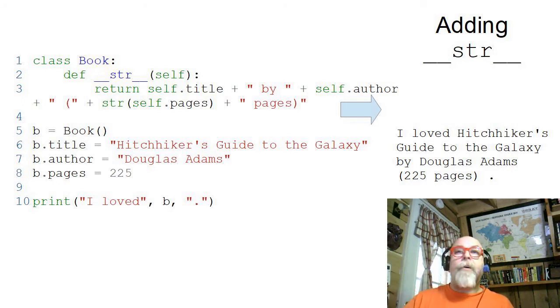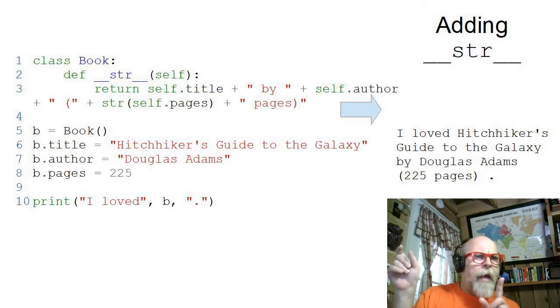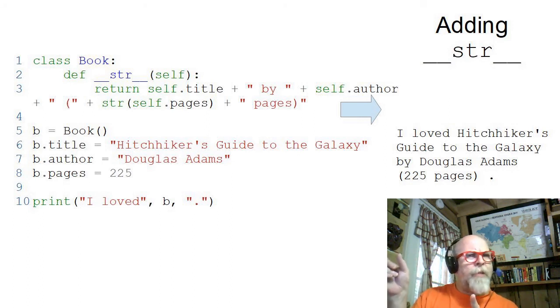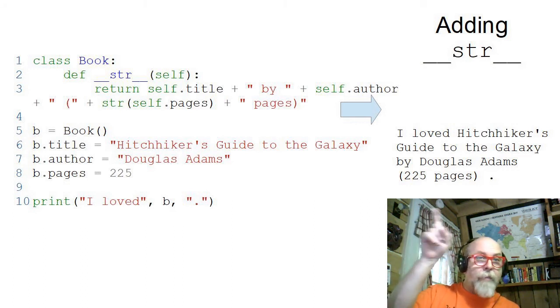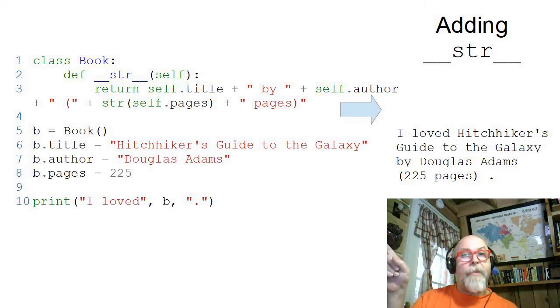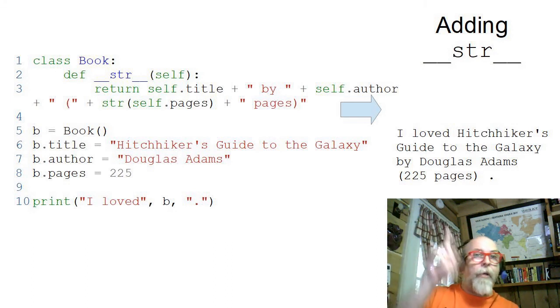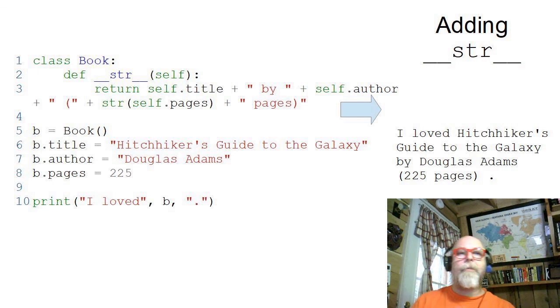And on line 5, we create a book. We assign its title, its author, and its number of pages. And then we print I loved the book, B. And because B's an object, but I need it as a string because we're printing, let's go see if it's got the string method. Oh, it does. So it then calls this string method, adds all those things together, returns the string, and then the print down on line 10 prints it out all nice and pretty. I love The Hitchhiker's Guide to the Galaxy by Douglas Adams, one of my favorite books.